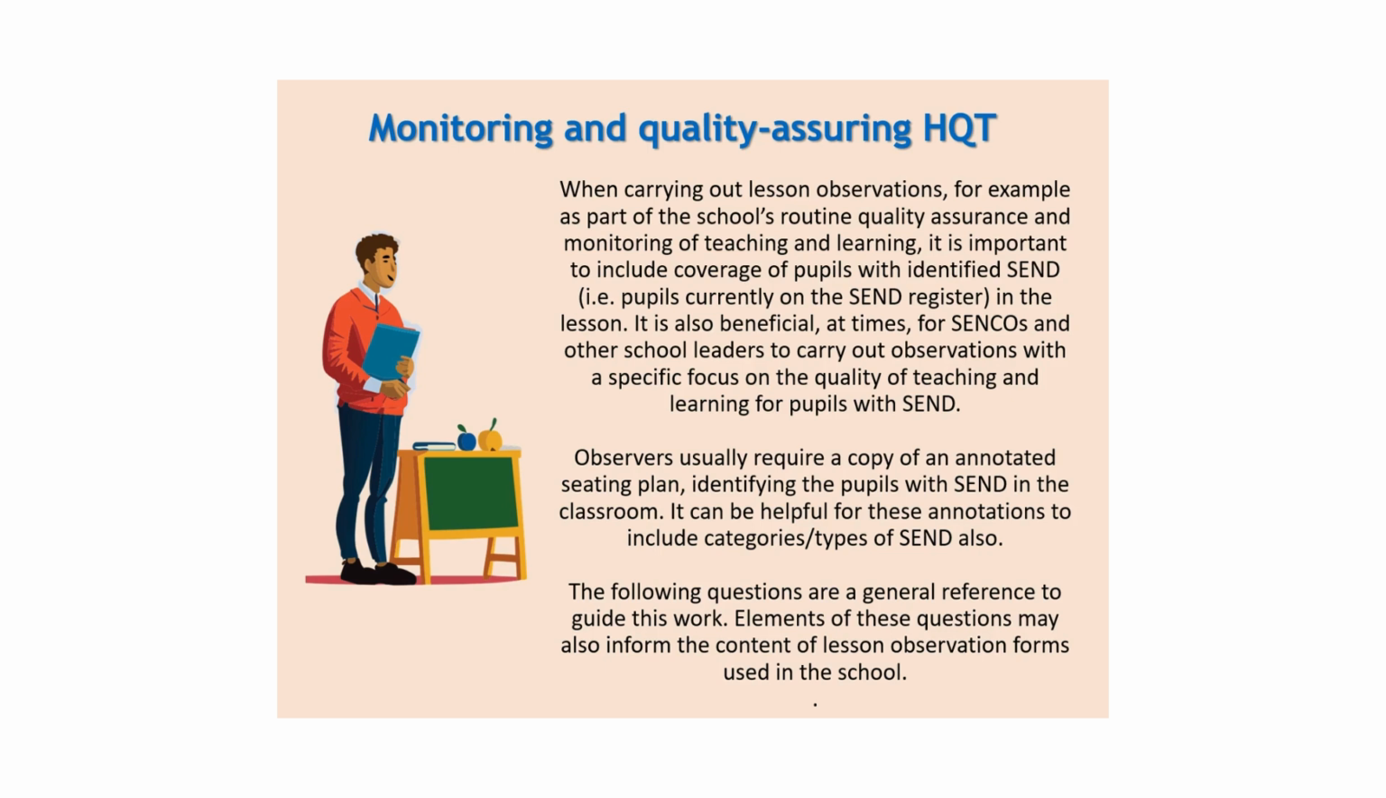Observers usually require a copy of an annotated seating plan, identifying the pupils with SEND in the classroom. It can be helpful for these annotations to include categories and types of SEND also. The following questions are a general reference to guide this work. Elements of these questions may also inform the content of lesson observation forms used in the school.